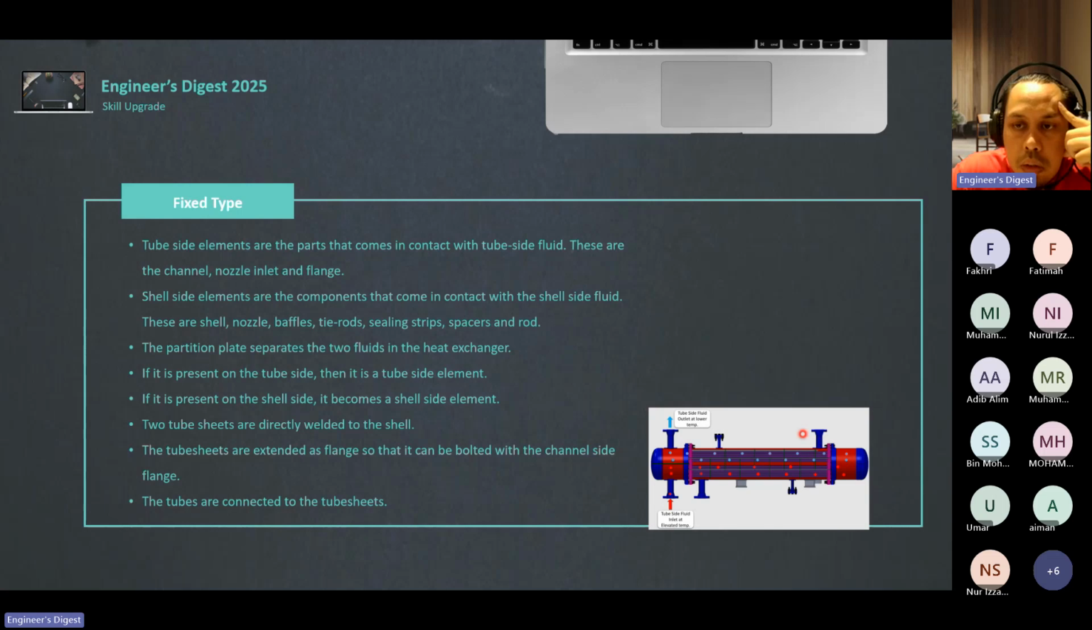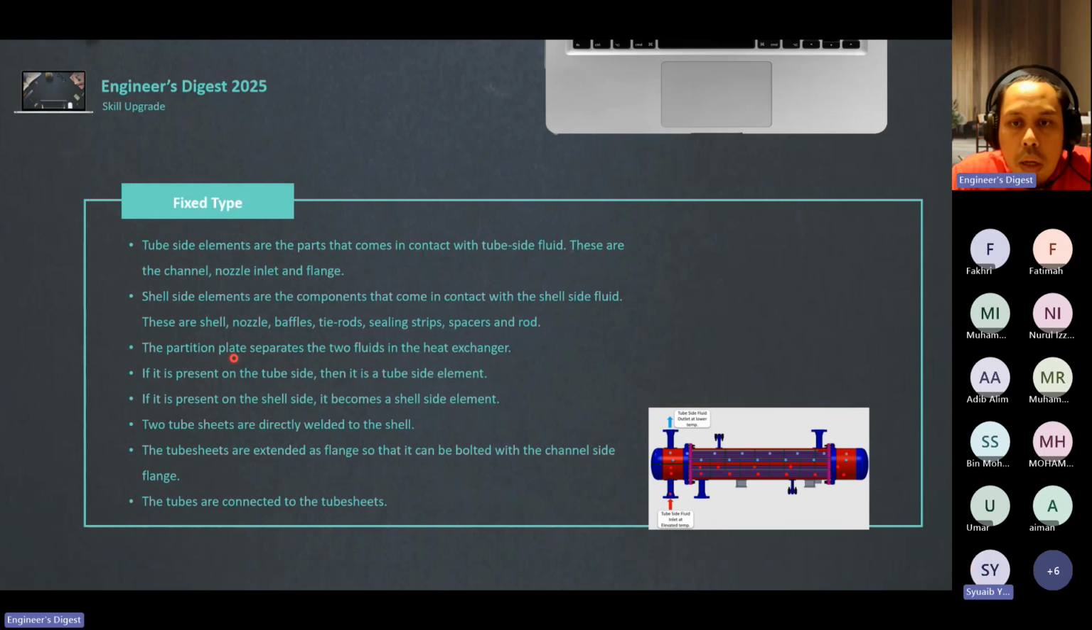Shell side elements are components that come in contact with the shell side fluid. What does it mean? This nozzle, when you have a fluid coming here, this is on the shell side. If this fluid is in contact with whatever is inside here, we'll call that a shell side element. This will be the nozzle, the baffle as I explained here, the tie rod, sealing strip, spacer, and rod. These are all considered shell side elements. Why? Because when the fluid comes in at the shell side, it touches all these elements.